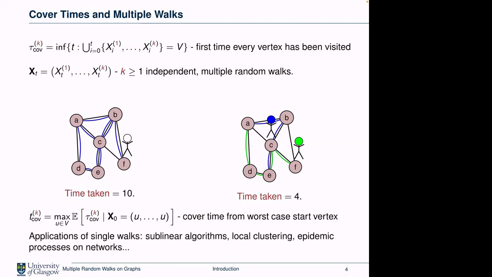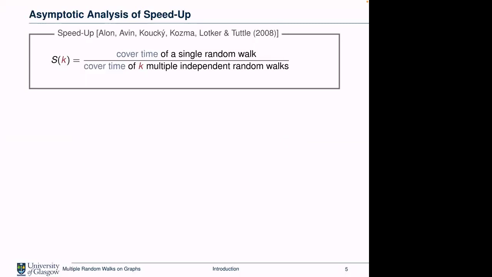things we study. So single walks have found many applications over the years. And so in our opinion, it's only natural that you ask how well do random walks parallelize? Okay, so this question was actually asked first by Alon et al. in 2008, and they introduced this quantity, which is the speed up. So it's the cover time of a single walk divided by the cover time of k walks, both on the same graph. So it's some function of k and the graph. So how big is the speed up?